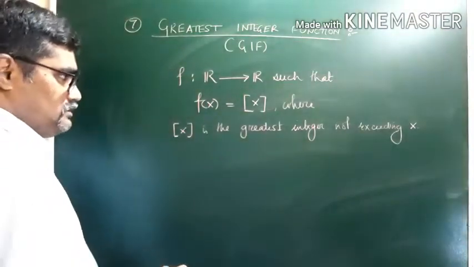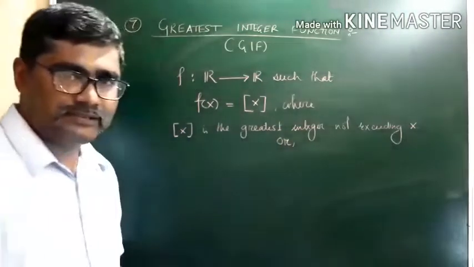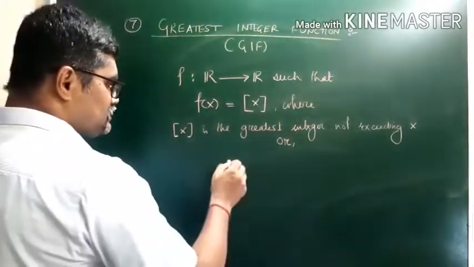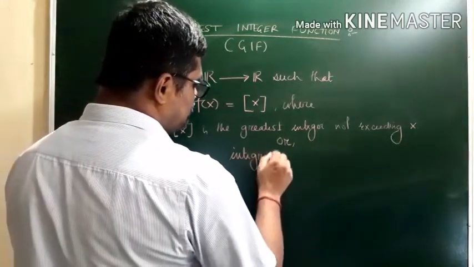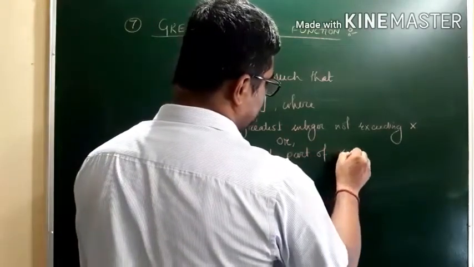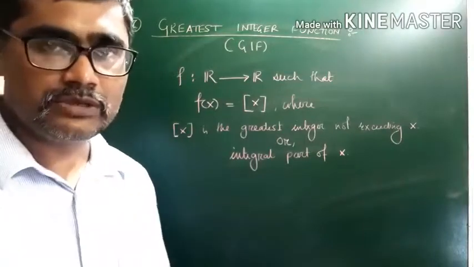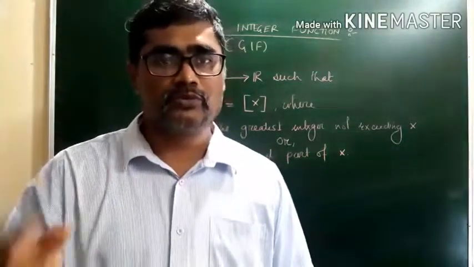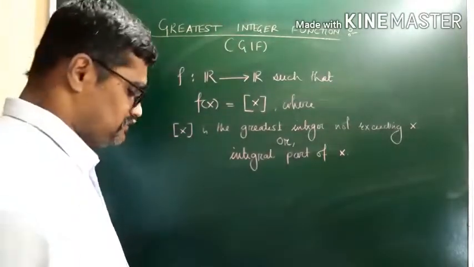Now this whole thing can also be written simply as the integral part of x. If it is a decimal number, say 1.2, 1 is the result here. So I'll explain that, then we'll go for the graph.